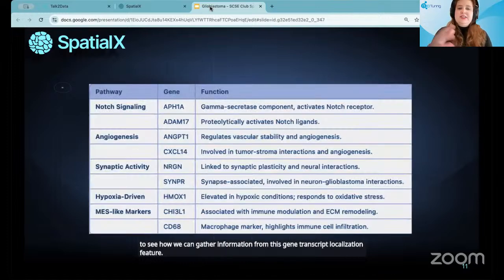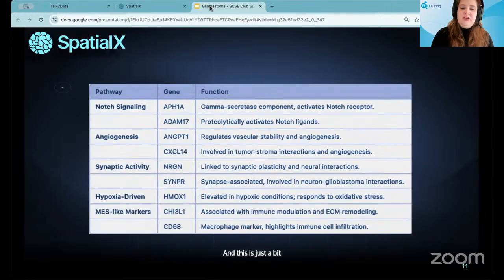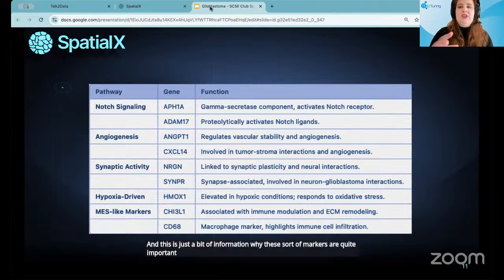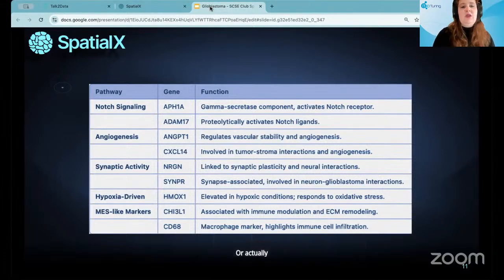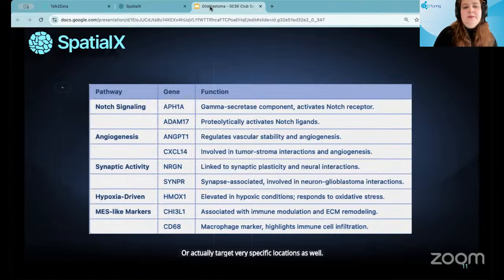Okay, and this is just a bit of information on why these markers are quite important, especially if you're trying to label regions of the tumor and you want to run differential gene expression or target very specific locations as well.